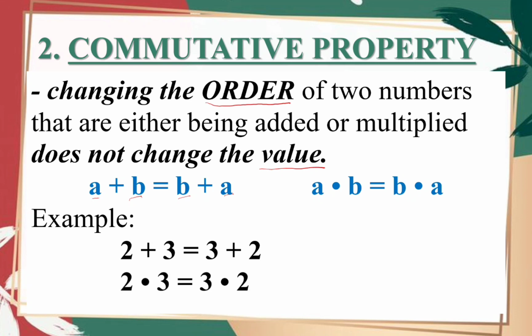Another example is that 2 times 3, that is equal to 6. Pag pinagpalit natin sila ng position or ng pwesto, 3 times 2, that is also equal to 6. So, that is commutative property. Kahit pagpalit-palitin daw natin yung position ng mga numbers na ina-add natin o min-multiply, ang sagot ay ganun pa din. Hindi magbabago.